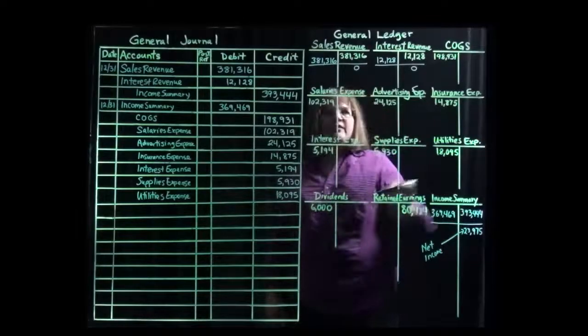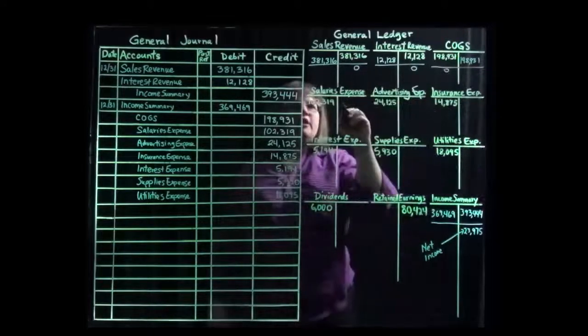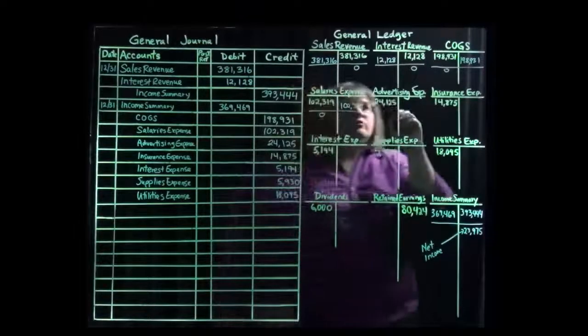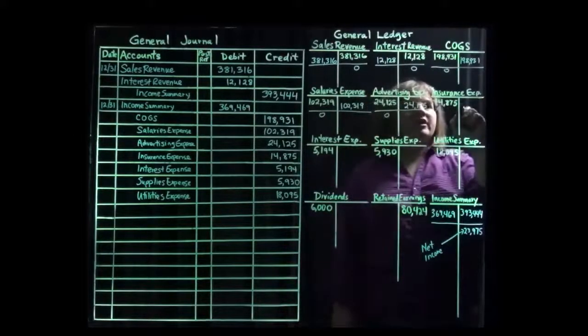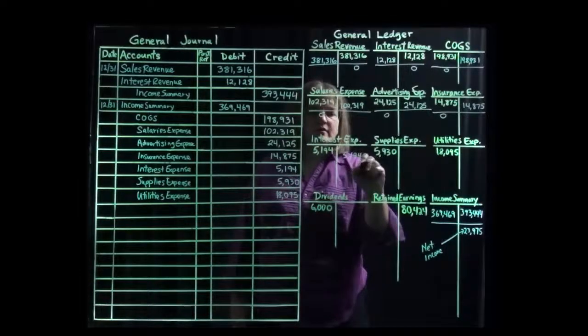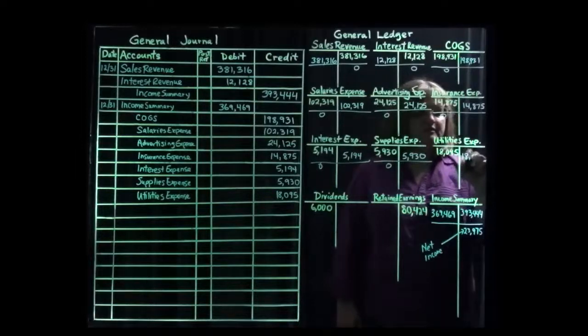We also credit all these expense accounts, so we're going to credit the cost of goods sold, which is going to zero that out. We credit the salaries expense, which zeroes that out. We credit the advertising expense, which zeroes that out. We credit the insurance expense, which zeroes that out. We credit the interest expense, which zeroes that out. We credit the supplies expense, which zeroes that out. And we credit the utilities expense, which zeroes that out.